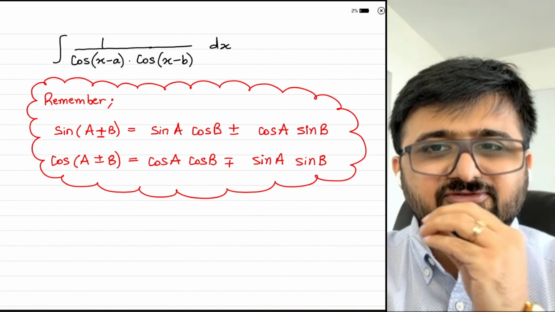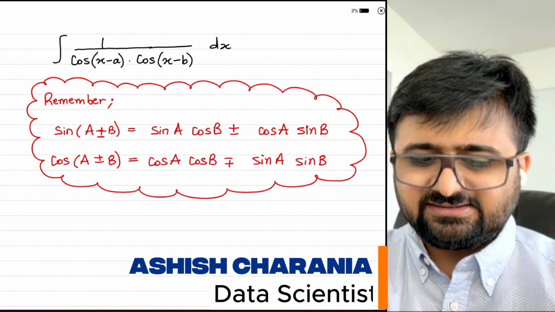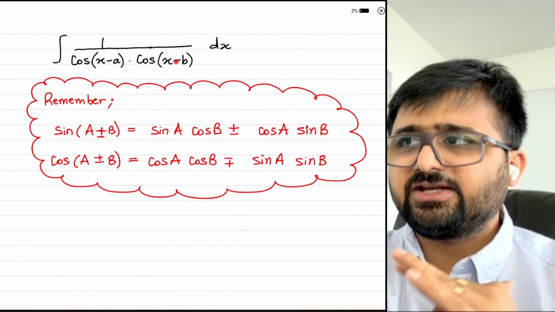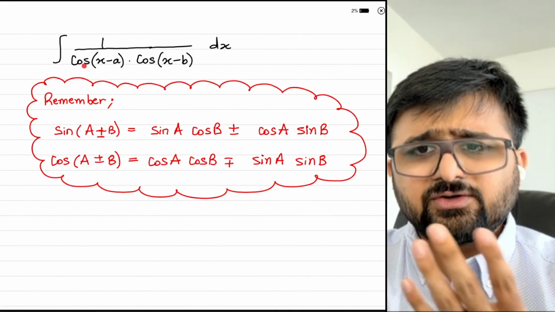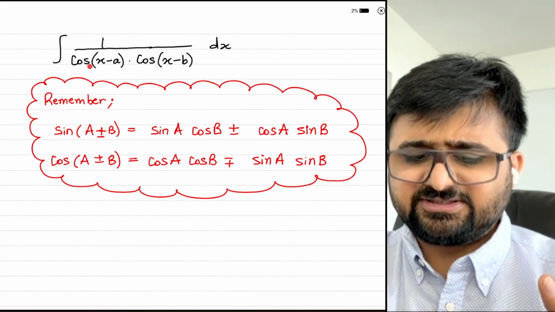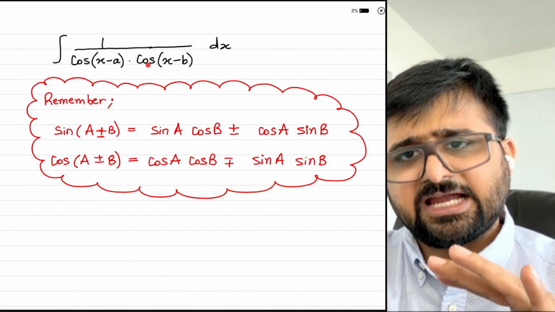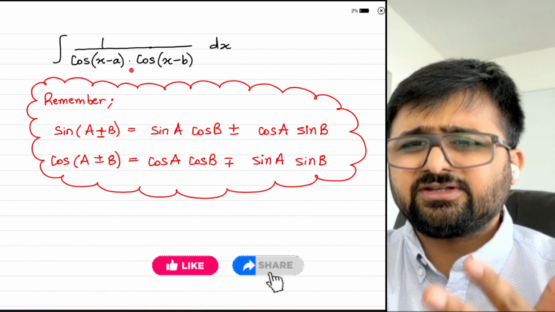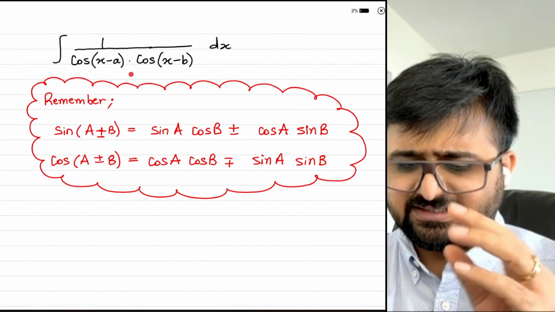This is one of my favorite trigonometric integrals out of all the integrals that we have been solving. Integral of 1 over cosine of x minus a times cosine of x minus b. Notice that there could have been all different combinations possible. It could have been cosine times sine, or sine times cosine, or sine times sine. So there are really four combinations possible in this example.